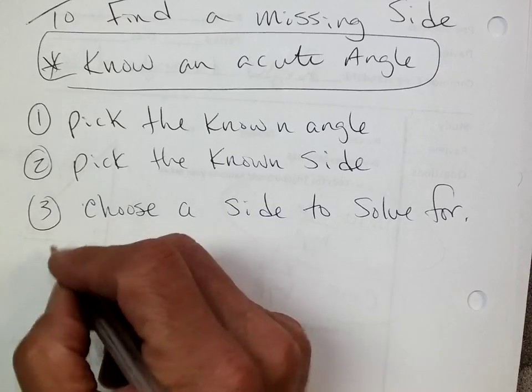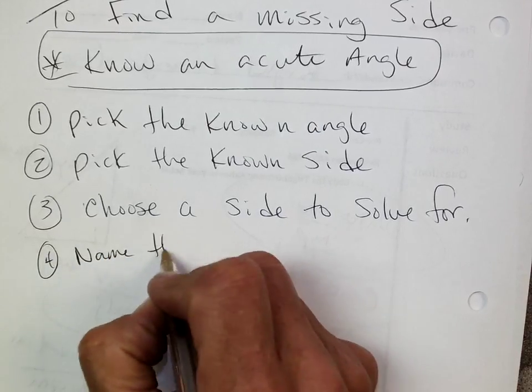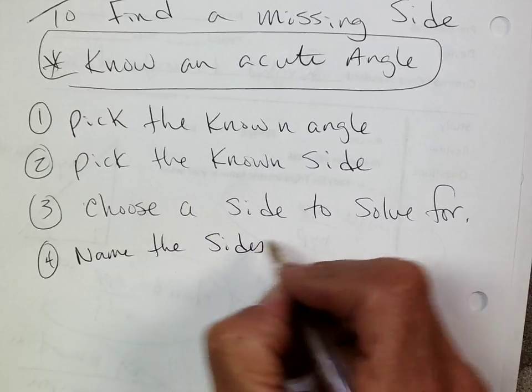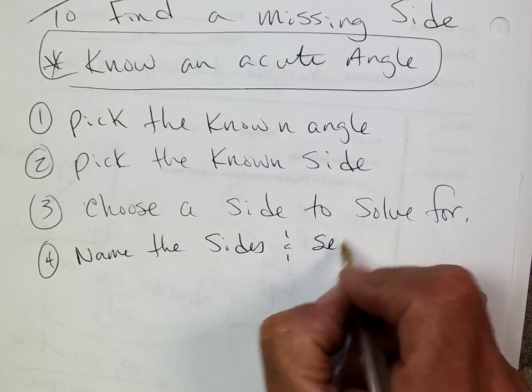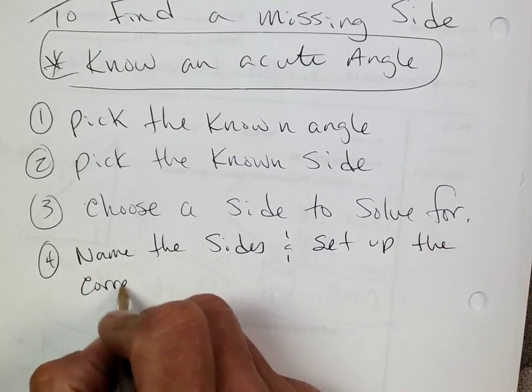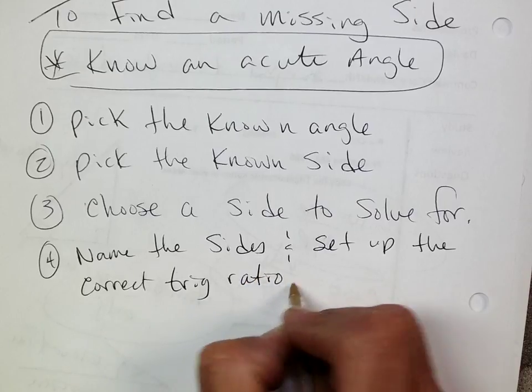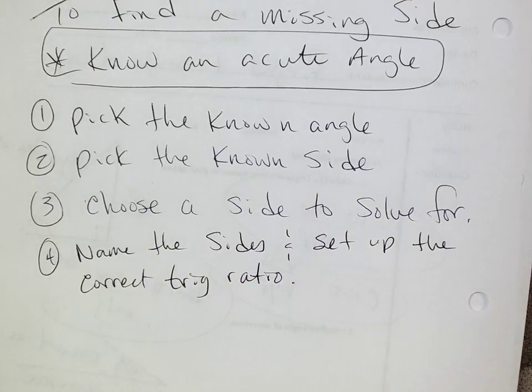Step four, we're going to name the sides and set up the correct trig ratio, okay? Name the sides and set up the correct trig ratio. Go ahead and write that down, and I'll show you what it means. Right triangle trig can be really easy. You just have to trust me, okay?